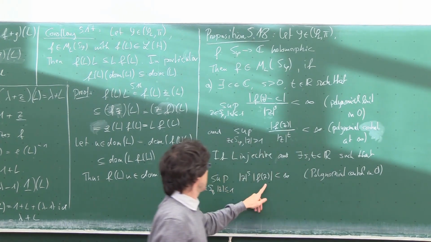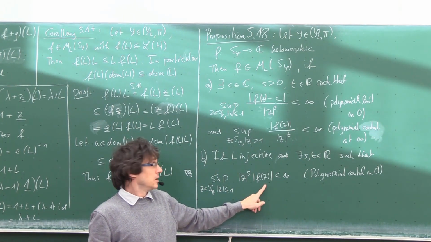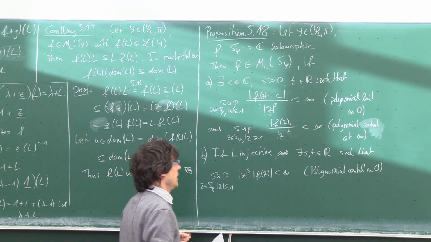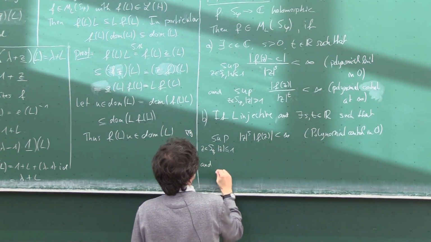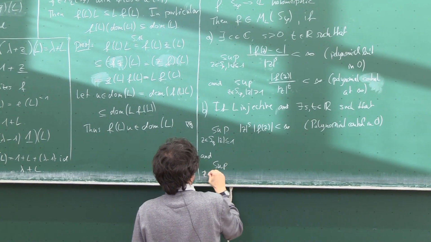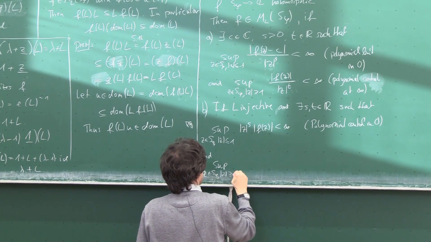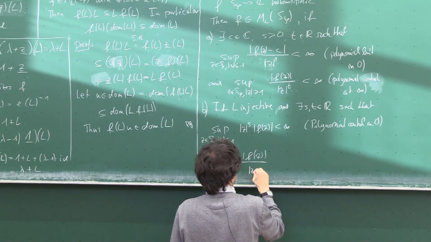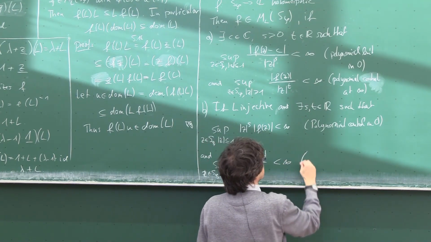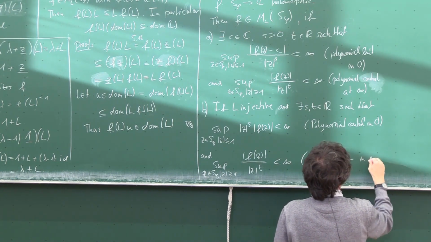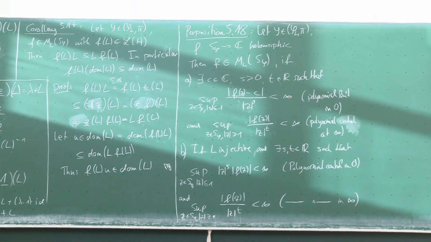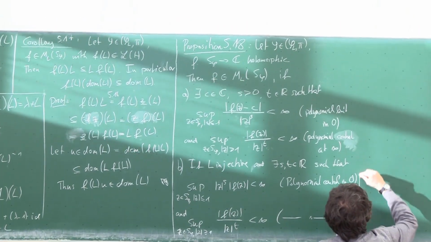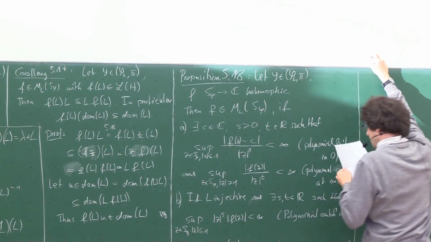So this means your function might even blow up at 0, but with some power of z, you must be able to press it down. And you need polynomial control at infinity, so this is the same as above. The supremum of z in the sector, modulus of z bigger than 1, of modulus of f of z divided by z to the t, must be finite. This is polynomial control at infinity. Okay. And for the proof, I already told you what the idea is, so use the regularizers that we know.